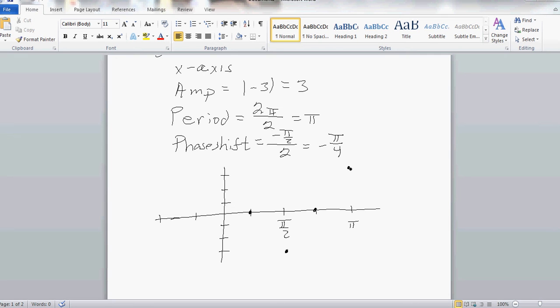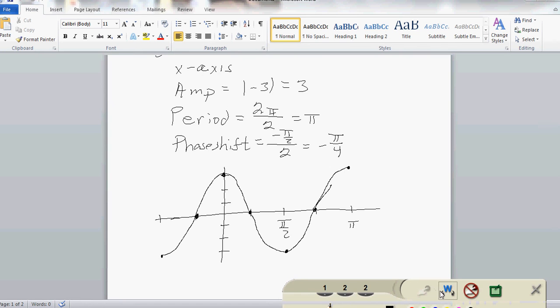Working our way backwards, realizing that the curve's going to go like this, we go up, 0, and down. And we've got our important points. Then it's just our goal to make a nice sinusoidal curve that looks something like that. And so that would be the answer for number 9.